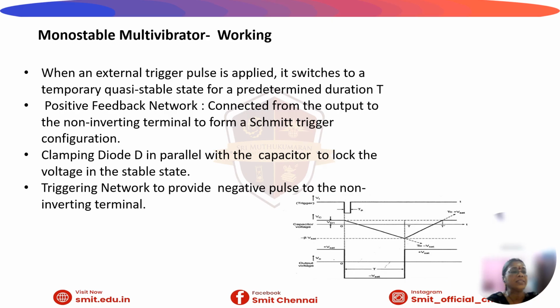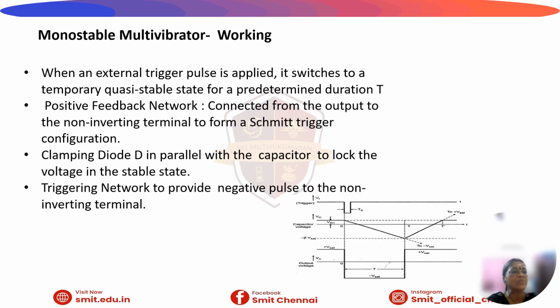If the feedback resistors are equal, R1 equal to R2, capital T is equal to 0.693 R into C. The active component used in the design of the circuit is the op-amp. The timing components are R and C, which determine the width of the output pulse, and the feedback resistances R1 and R2, which set the threshold voltage for the op-amp.